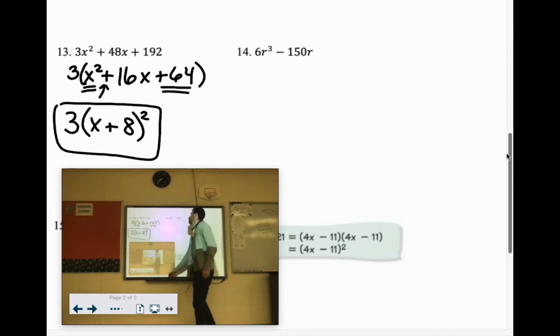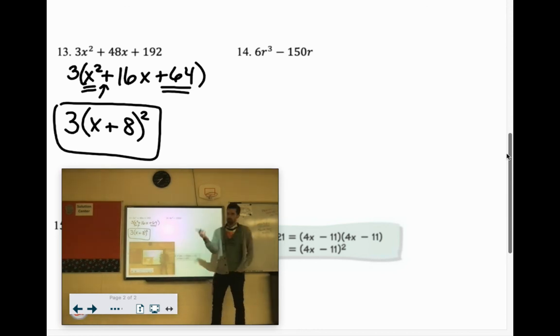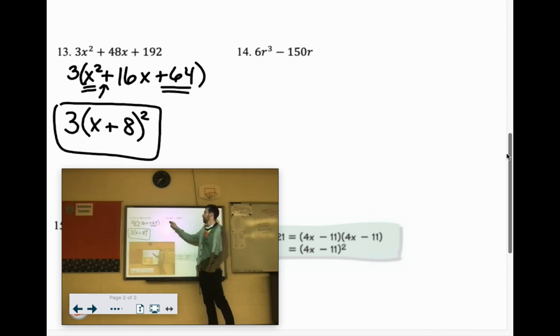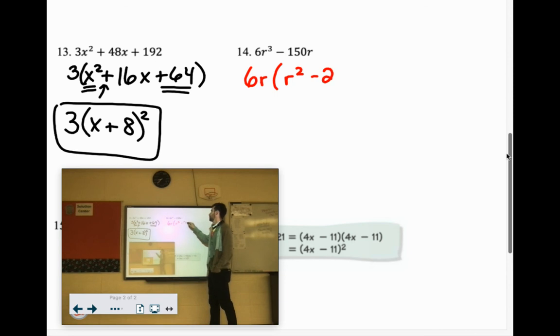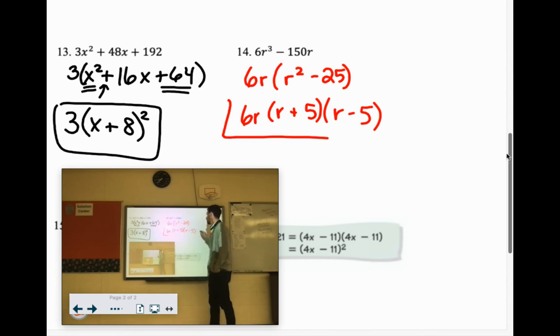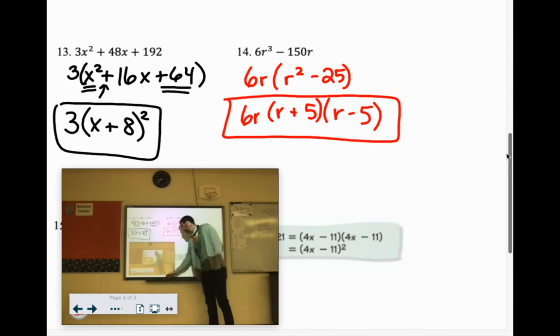6r to the third, 150r. Do they have a common factor? Yeah, they do. 6 goes into both of those, and they both have an r. So 6r times r squared, and 6r times negative 25. Do we have perfect squares? Yeah. Square root of r squared is r. Square root of 25 is 5. And there's subtraction in the middle, so we can do the difference of squares. r plus 5 times r minus 5. Don't forget the greatest common factor that you factored out already.